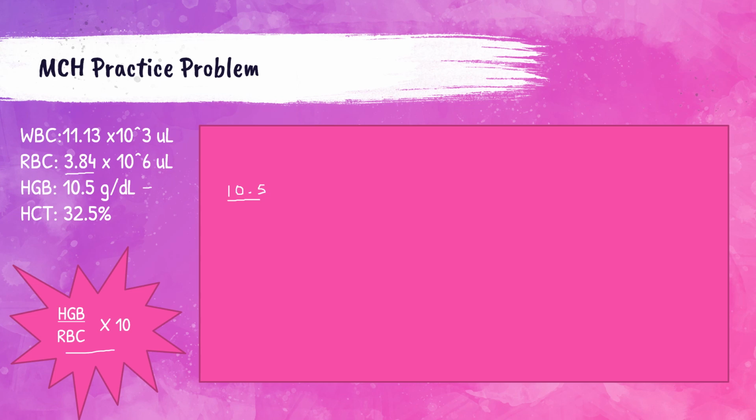So 3.84, all right? Again, don't worry about the times 10 to the 6th power. Okay, plug that into your calculator. 10.5 divided by 3.84. I'm getting 2.73 here. And then we're going to multiply that answer by 10, and that gives you 27.34 picograms. Recall that the normal MCH is 26 to 34, and this patient has a normal MCH. That makes sense because this is the same patient that we did the MCV calculation on, and remember, MCH is directly linear with MCV. This patient has a normal MCV, so it makes sense that this patient also has a normal MCH.